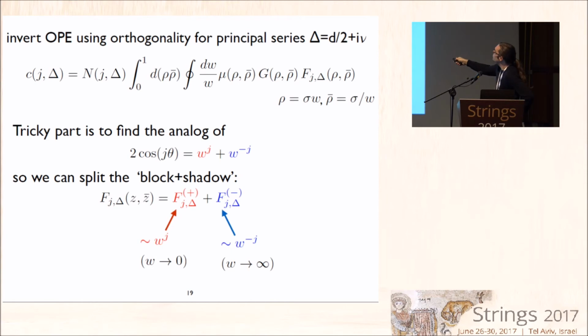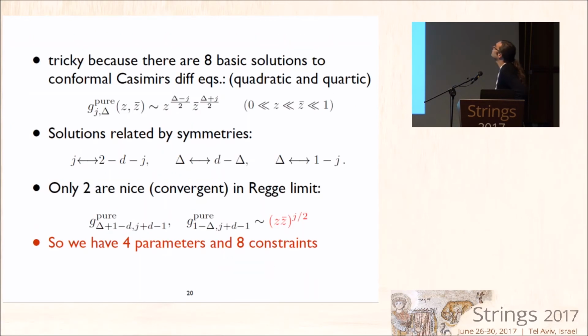Our next step is to split this block into two parts, one of which vanishes at the origin and one of which vanishes at infinity. So that is the actual calculation we have to do. It's a bit tricky because for cosine, there are two obvious things to use, there are two exponentials. For this guy, there are 8 solutions to the same Casimir equations. And they all talk to each other somehow when you go to various limits.